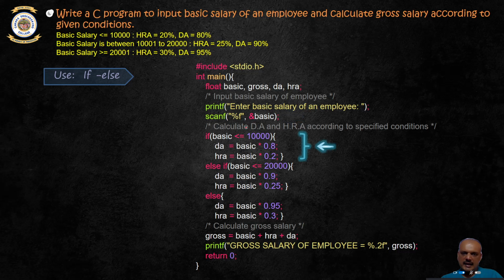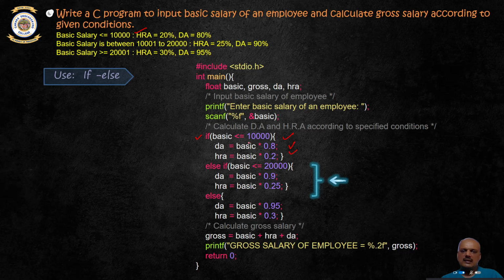Having done that, based on the basic, calculate the DA and HRA and calculate the gross. As I told earlier, check for the first condition. If basic is less than or equal to 10,000, then DA is basic into 0.8, HRA is basic into 0.2, else if it is less than 20,000, it will obviously be greater than 10,000 because this is already checked once and it is not true, but it is less than 20,000.